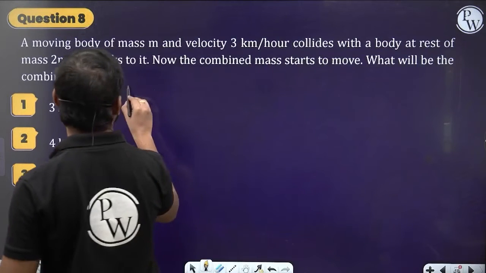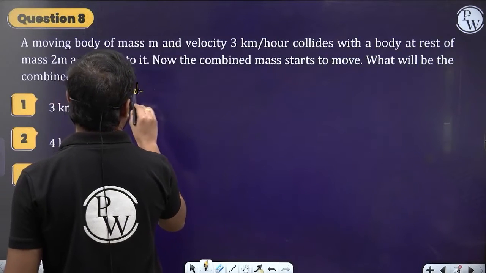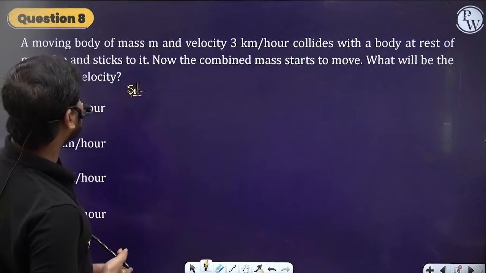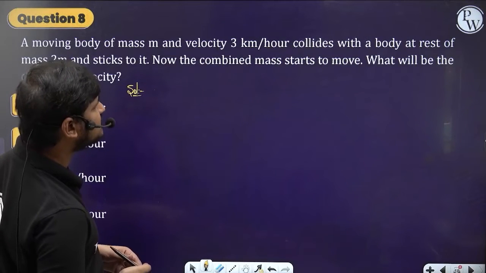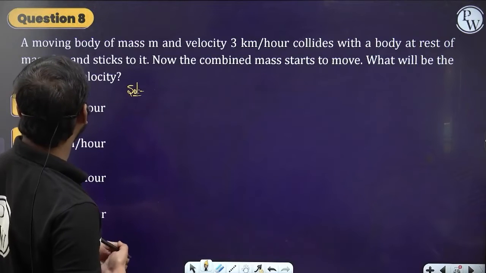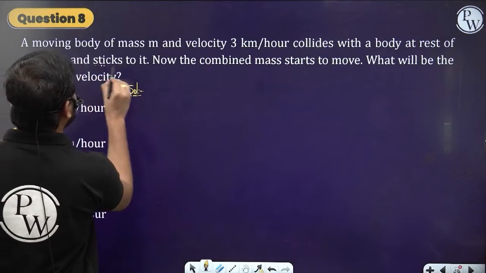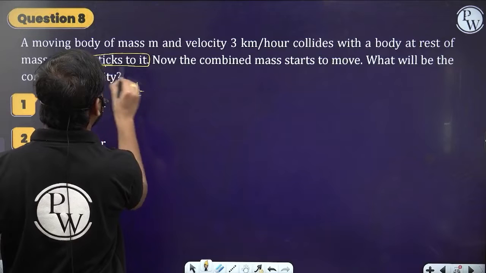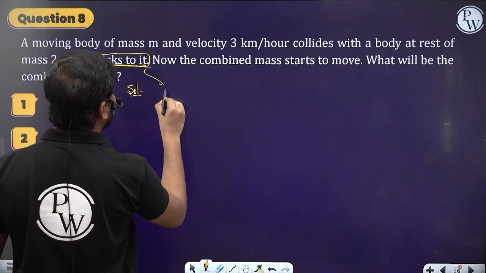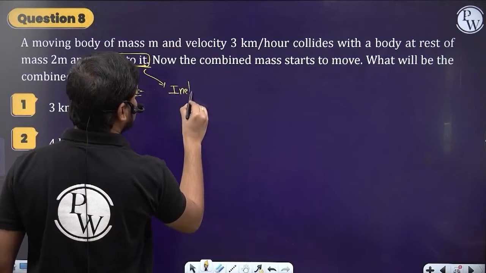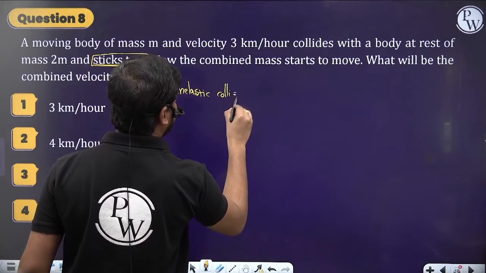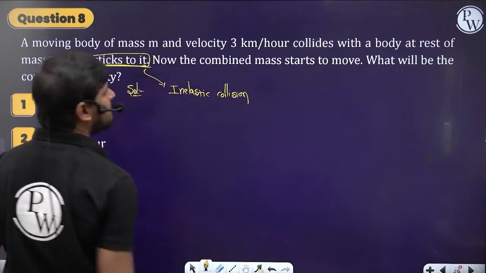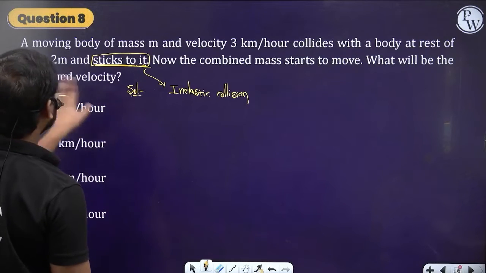What does the question say? A moving body of mass m and velocity 3 km/h collides with a body at rest of mass 2m and sticks to it. So that means, what is the hint given? It sticks to it means inelastic collision. The simple concept, right? Now the combined mass starts to move. What will be the combined velocity?